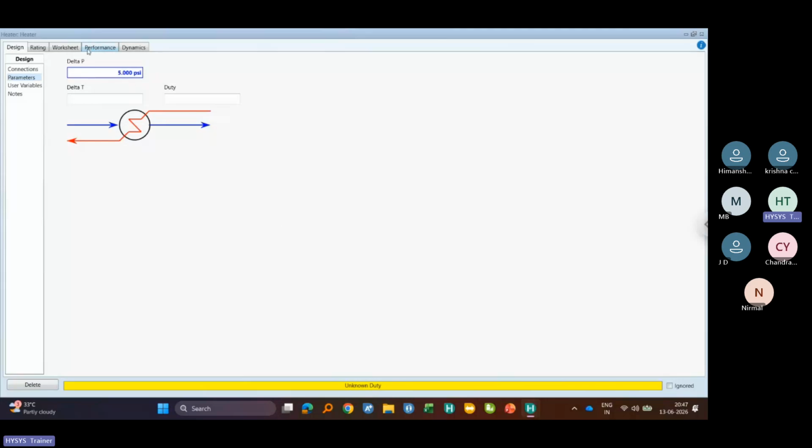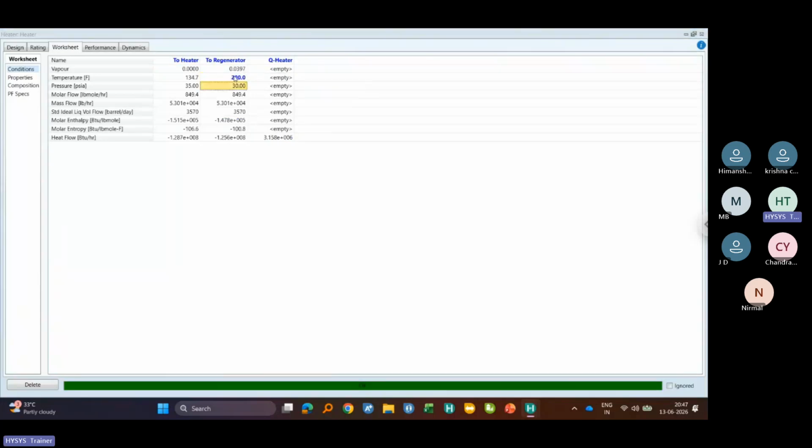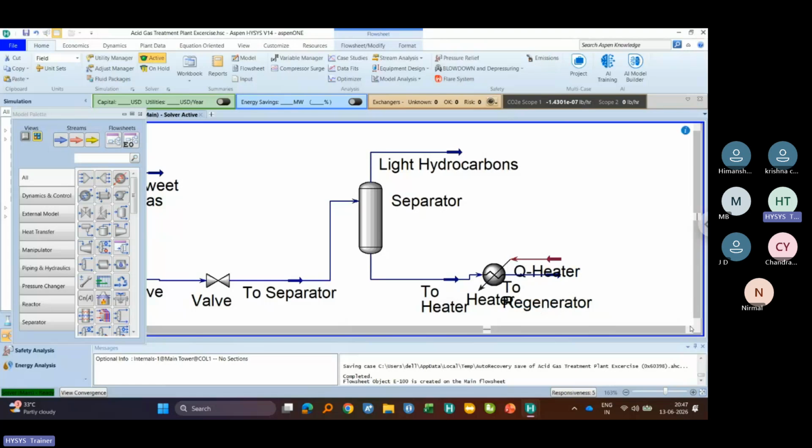Unknown duty. So we need to give the outlet stream temperature as well. So this temperature is 200 Fahrenheit. So we will be heating the stream from 134.7 Fahrenheit to 200 Fahrenheit. This is, like we can call it, a preheated feed, or we are preheating the feed which is being fed to the regenerator. That is basically a distillation column.